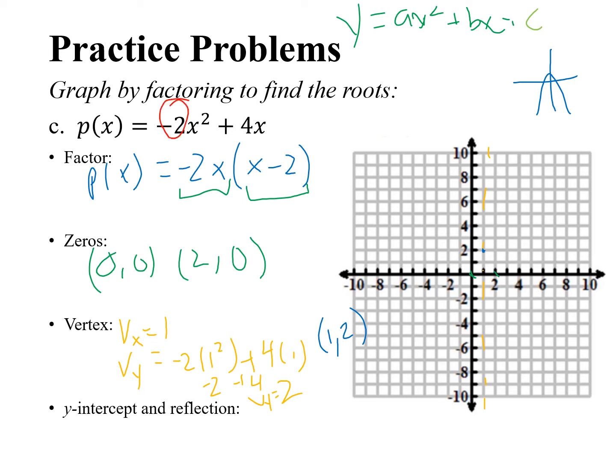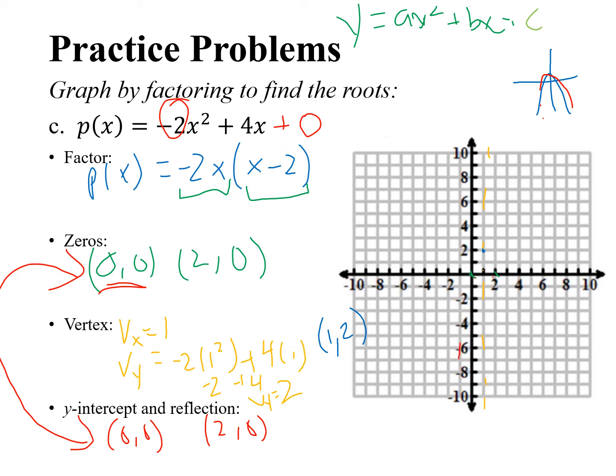That a value being negative tells me that I have that U-shaped down parabola, and that c value is 0. So that tells me that my y-intercept is 0. If I reflect my y-intercept, I wind up at the other 0. So for this parabola here, I only have 3 points, and that's okay. My y-intercept is (0, 0). If I reflect it across, I wind up at that (2, 0). So the same points as I have here.